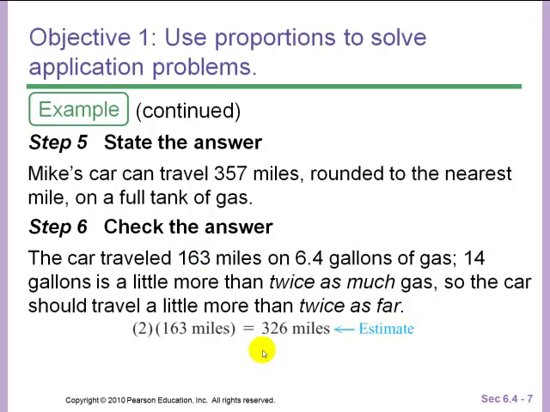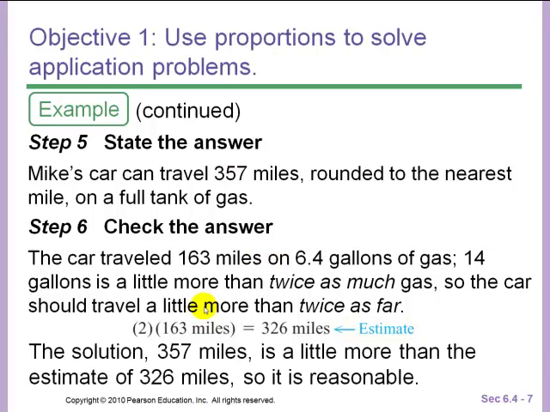163 times 2 would be 326, so our answer of 357 is a little bit more than 326, therefore it is reasonable. Obviously, we can't guarantee we didn't make a minor mistake or that we rounded incorrectly, but it lets you know if you're in the right ballpark.